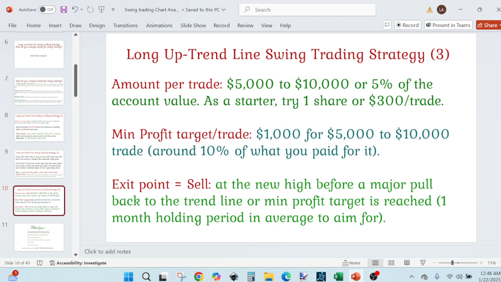You can start small, like $300 per trade or even less, or you can try just one share. Even if that one share is less than $300, just aim for a 10% return on how much you pay for the stock. And as long as it can pay for the brokerage fee, or the next high after you purchase it, you just sell, lock in that profit, and repeat the process.